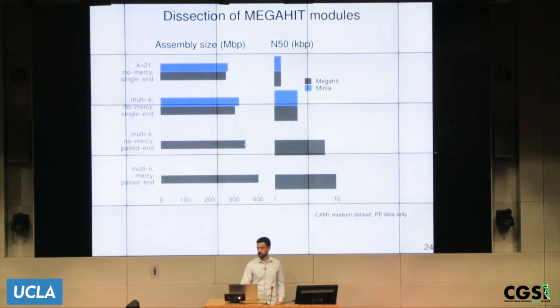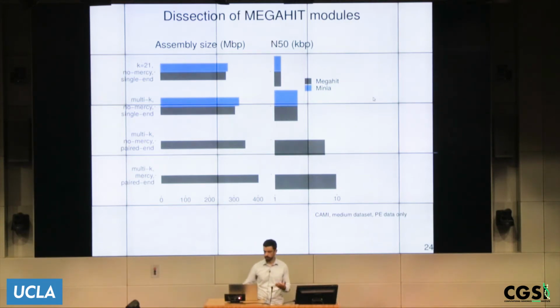Then you can see that if you keep using more modules, such as mercy k-mers and paired information, assembly size increases and N50 increases as well. But what I want to highlight here is that even a simple assembly with just multiple k is already not so bad at recovering most of the metagenome with a reasonable contiguity.